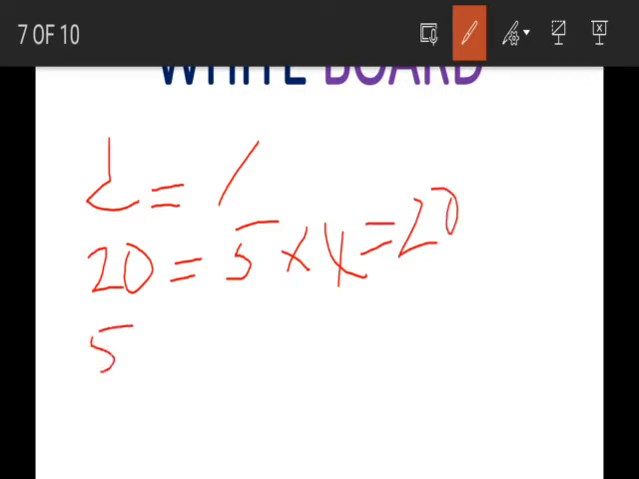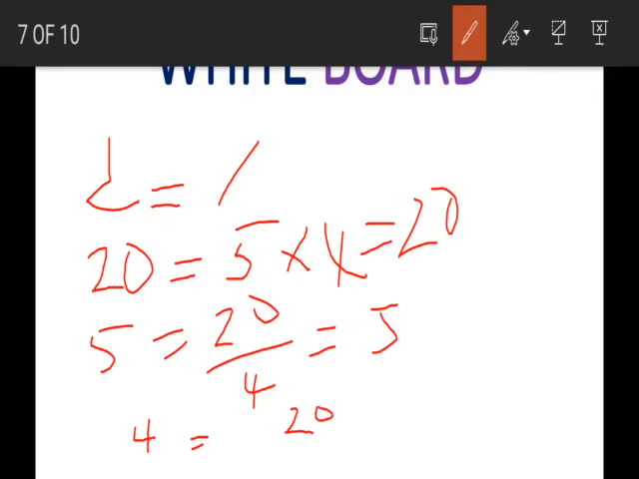If 5 is not there, you will divide 20 by 4, and that will give you 5. If it is 4 you are looking for, then the method is simple. You will divide 20 by 5, and that will give us 4.